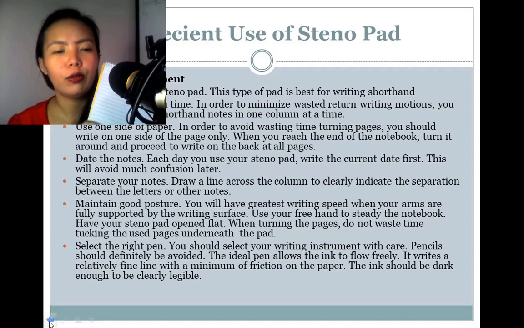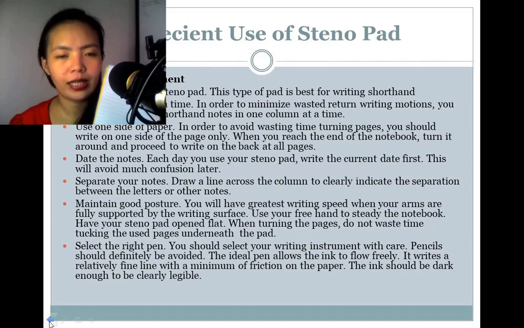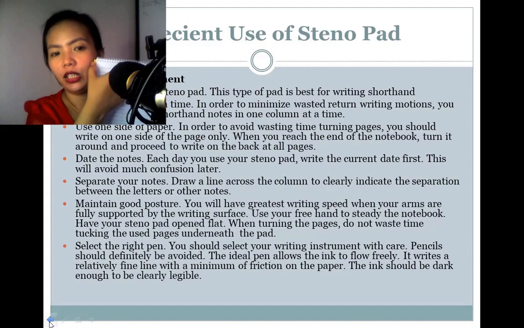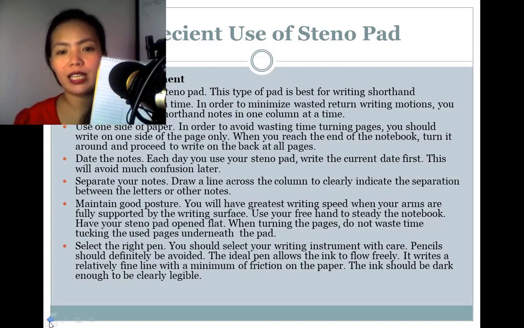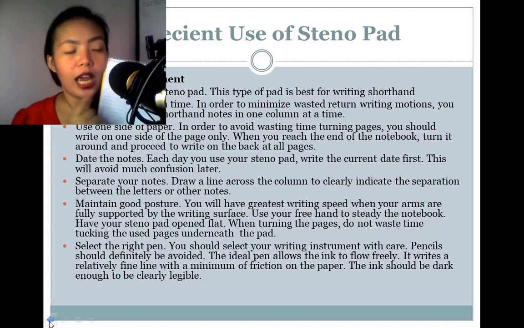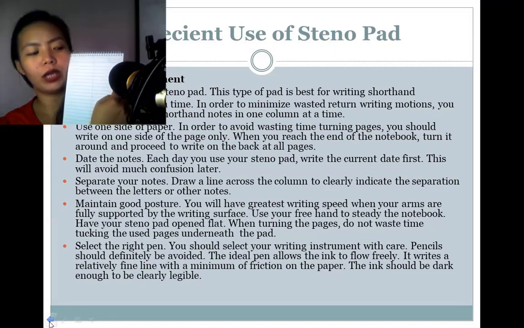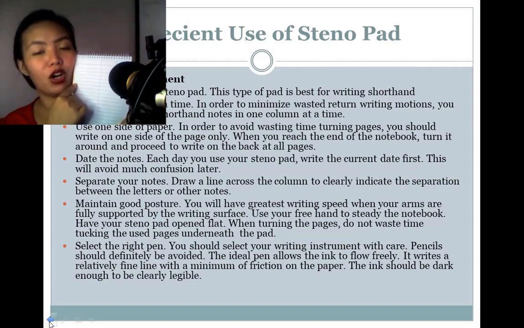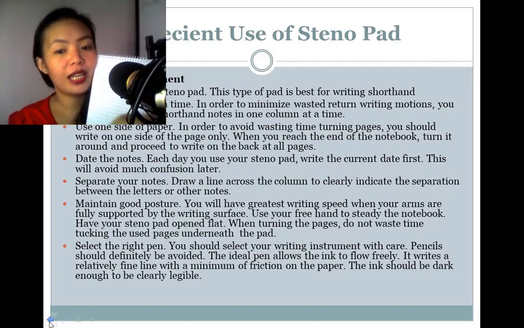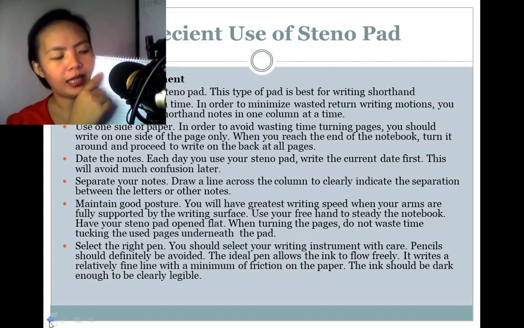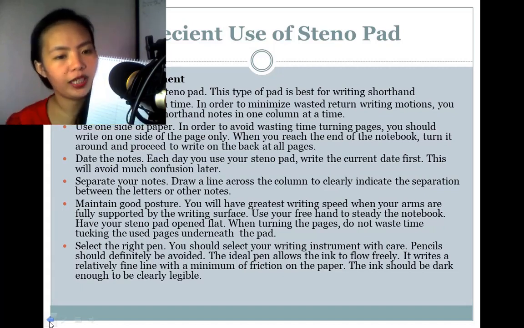It says here in notebook management: use a two-column steno pad. This type of pad is the best for writing shorthand, and I already explained why. Use one column at a time in order to minimize wasted return writing motion. Return writing motion is when you end at the end part of the notebook and then go back to the first part on the next line. You should write your shorthand notes in one column at a time, so you have to use this one first before you move here.